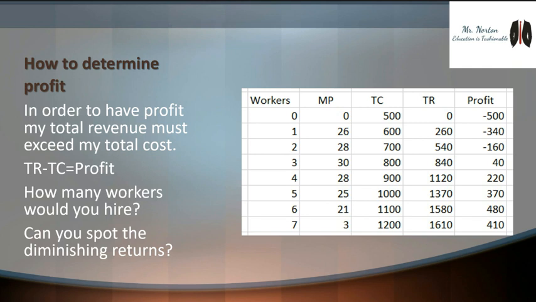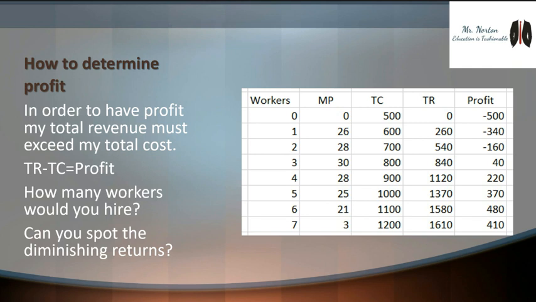So, again, profit is my total revenue minus my total cost. If you want to talk about how many workers you would hire, we'd hire 6, because at that point we are making the most money. If I hired a 7th, I'm actually making less, making $410. That's a decrease in $70.